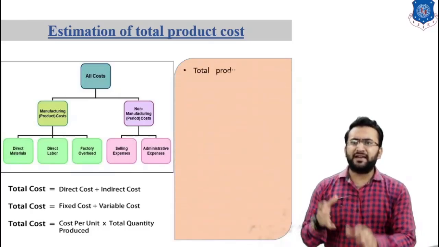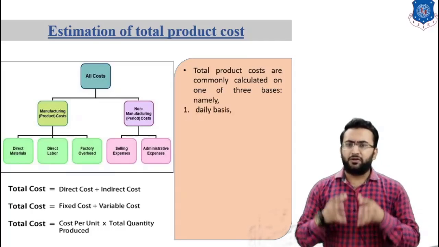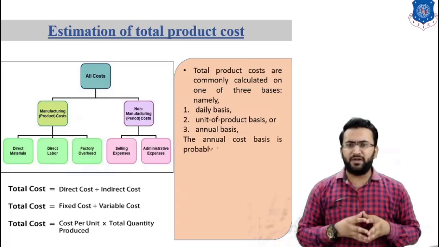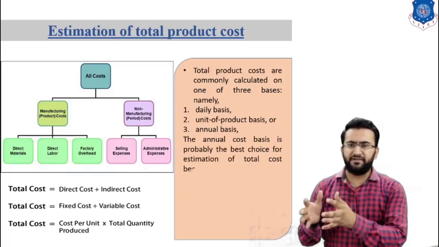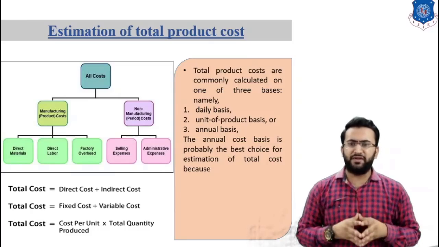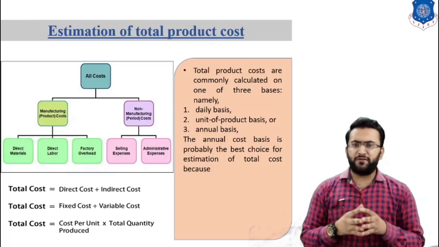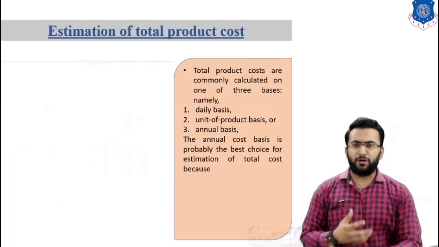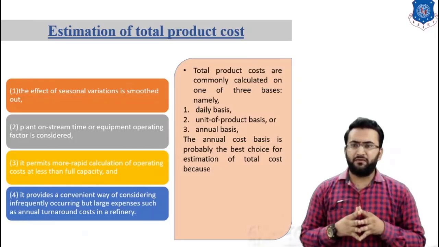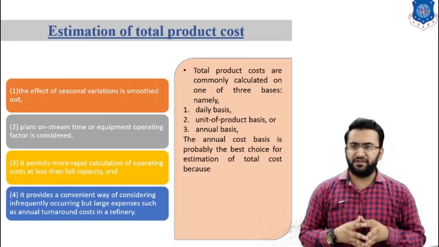So let's discuss how the total product cost can be calculated. The total product costs are commonly calculated on one of three bases: the daily basis, unit of product basis, and annual basis. The annual cost is probably the best choice for the estimation of total product cost because the effect of seasonal variation is smoothed out in the calculation on an annual basis.